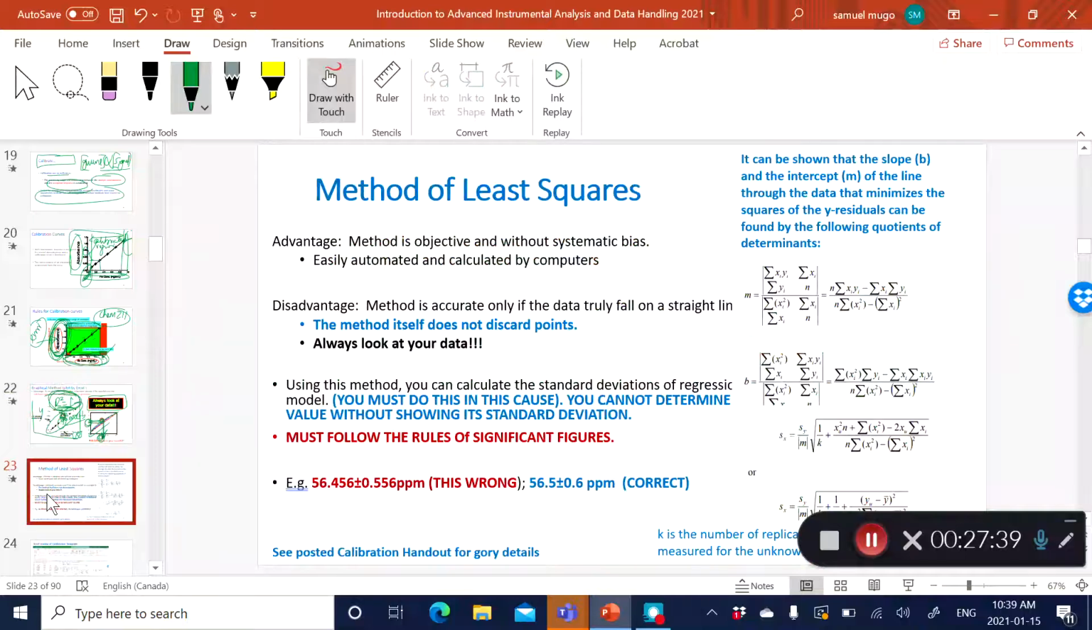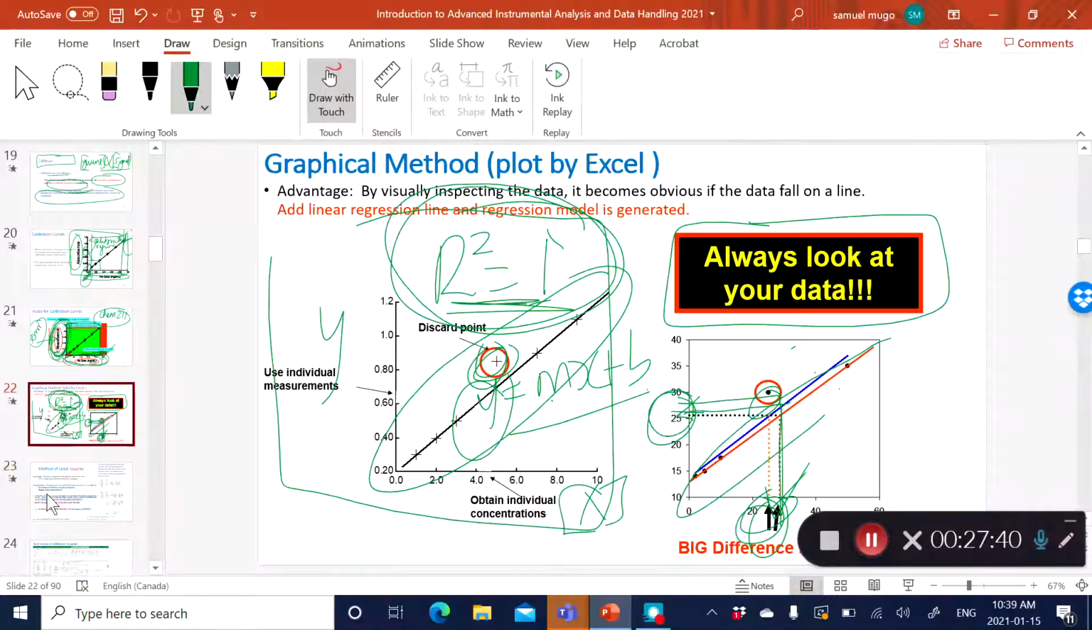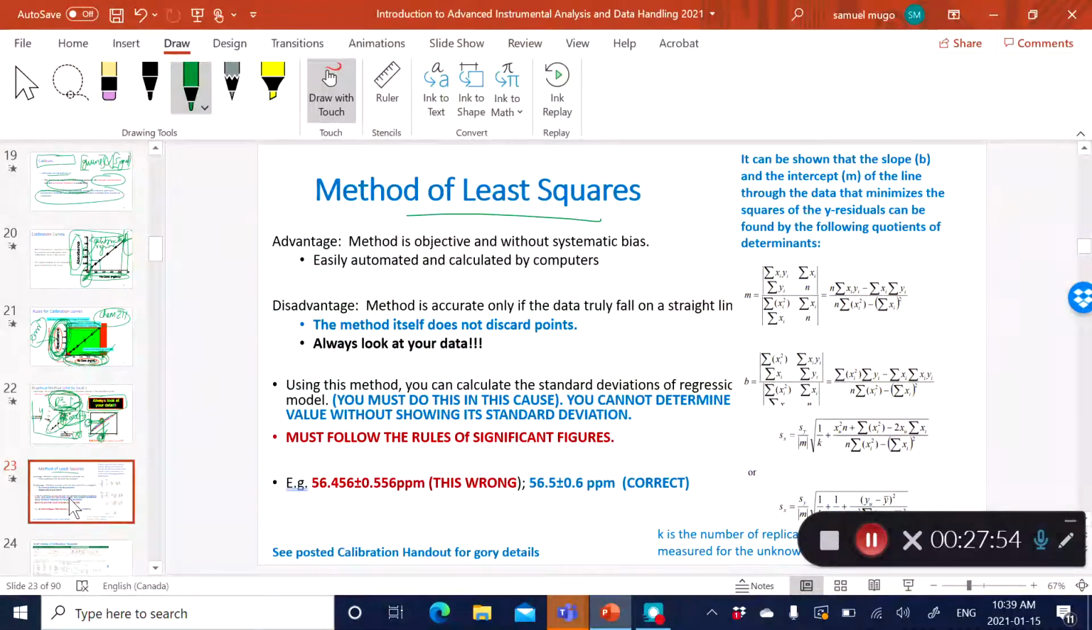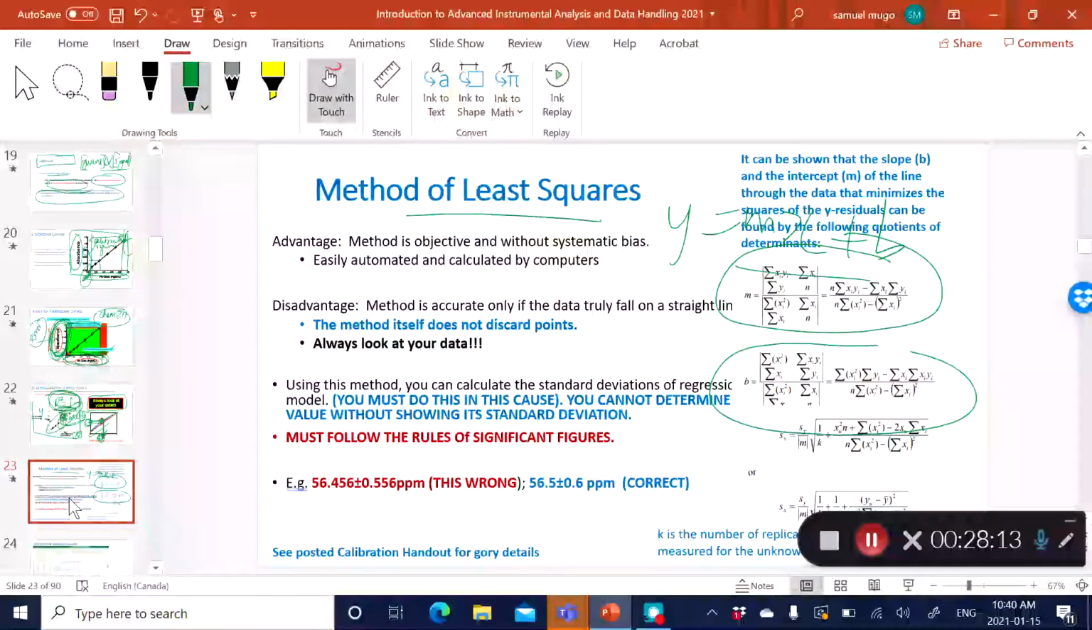Now, you can also determine your regression models without necessarily doing the graphical method, okay? That is the so-called least squares method, where you use this equation to calculate your m, which is the slope. And then you use this relationship to calculate the intercept. Based on that, you can determine your regression equation, and with the regression equation, you can determine your unknown.